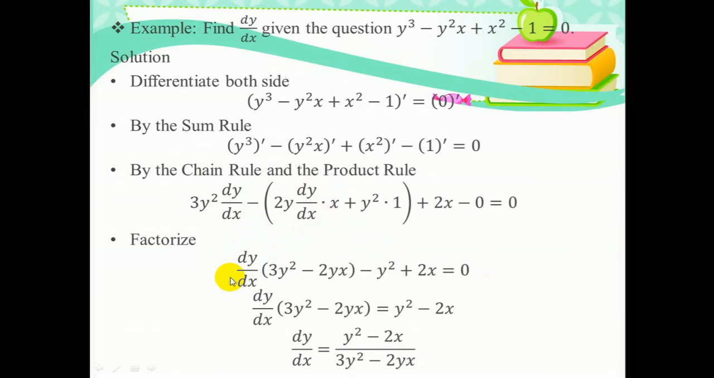and then you can collect the same variable, or the same derivative, or you can call it factorizing. Then dy over dx times 3y squared minus 2yx equals, you can move this y squared to the right side, to be y squared minus 2x. So dy over dx is y squared minus 2x over 3y squared minus 2yx. So you need to make everything here dy over dx, or isolate dy over dx.